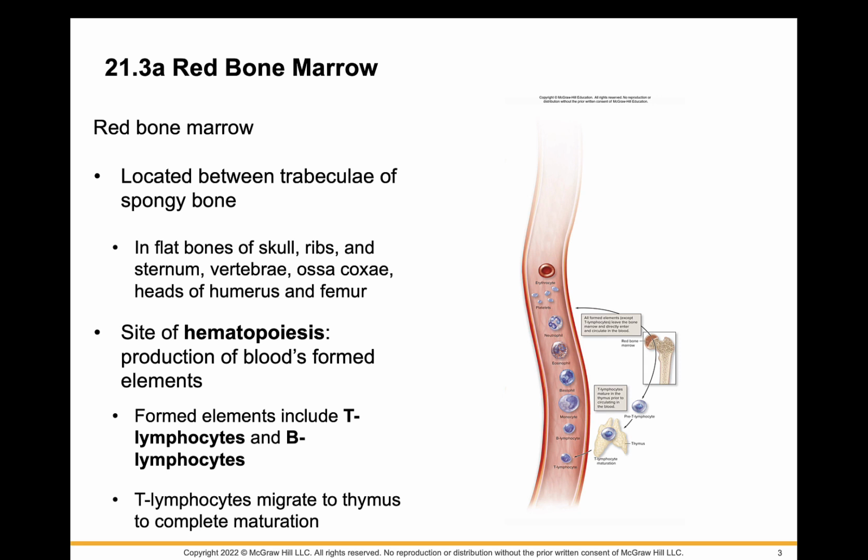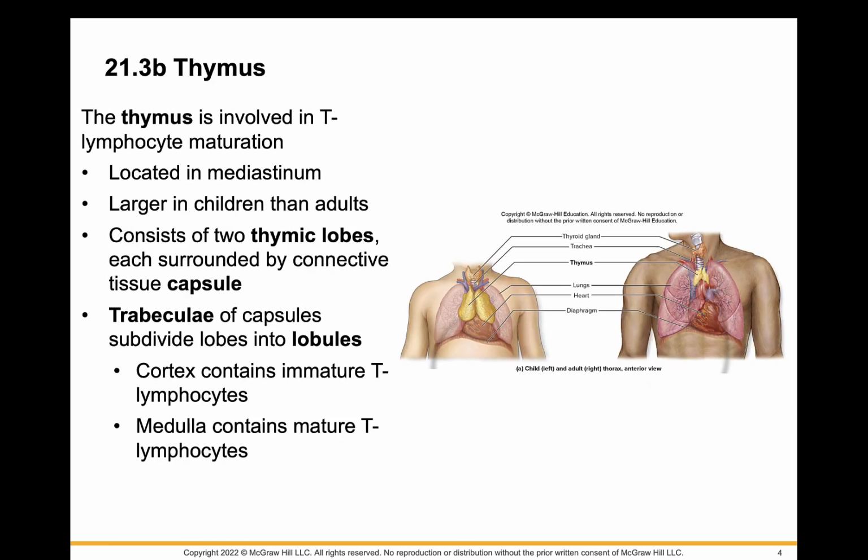We will put the emphasis primarily on those formed elements that are T lymphocytes and B lymphocytes. You may quite often hear them referred to as T cells and B cells. Now, the T lymphocytes will actually migrate to the thymus, and that is where the maturation of T cells will actually continue. The thymus is the other lymphoid structure that we consider to be primary.